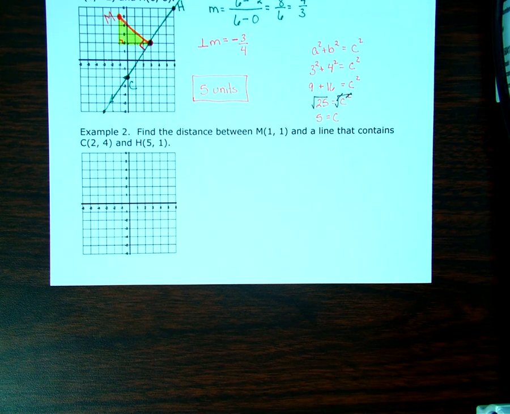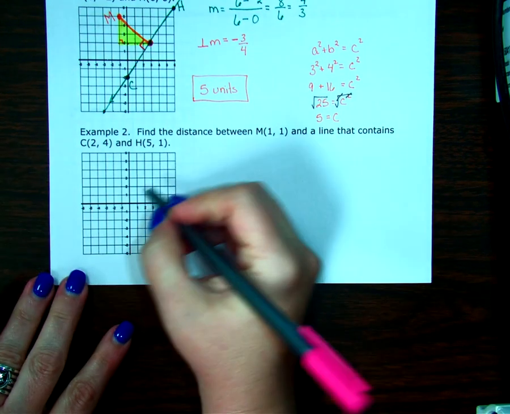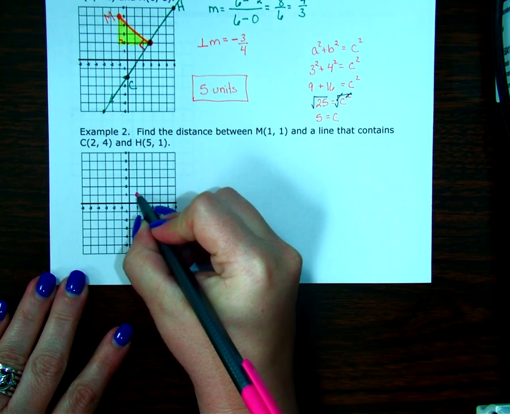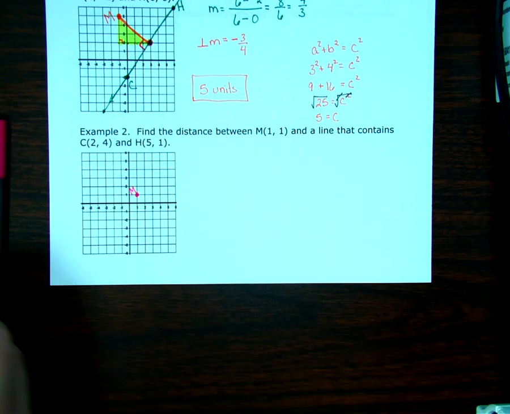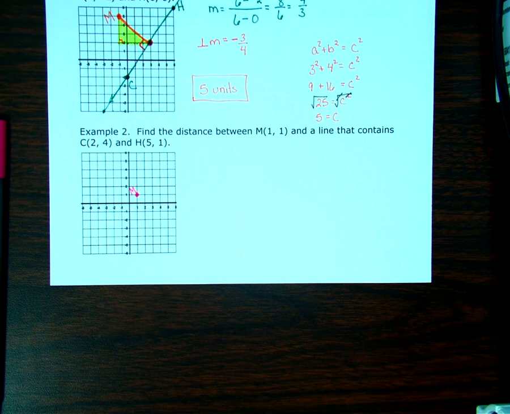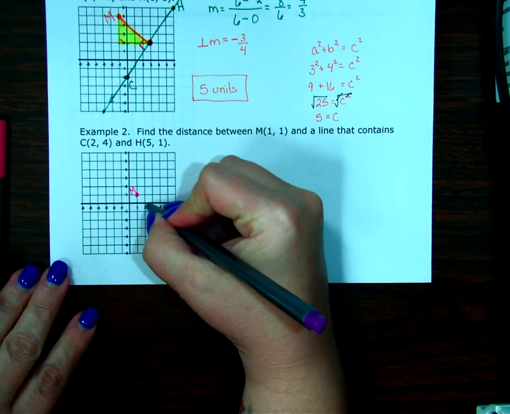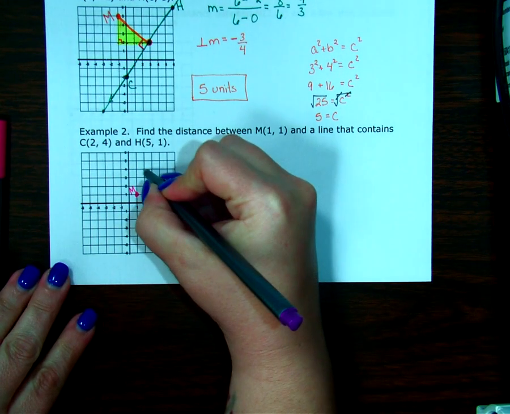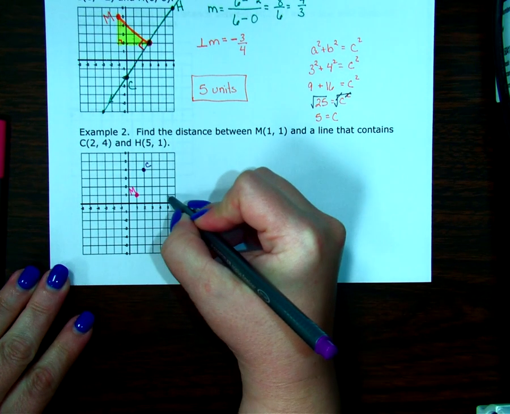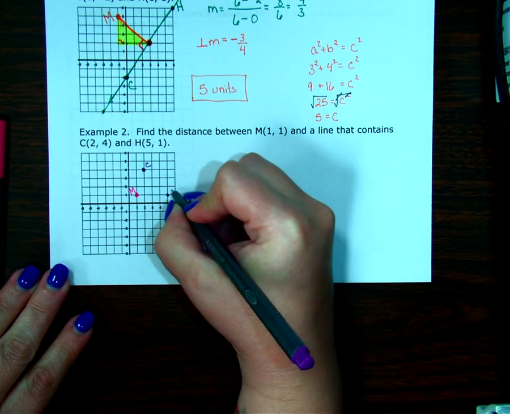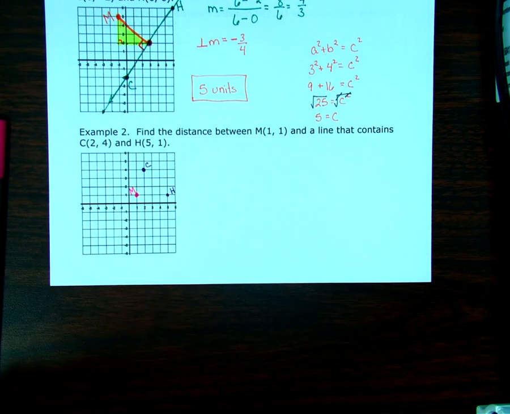Okay? All right, so when I look at this one, my M is at 1, 1. 1, 1, there's my mouse. And the line, the cheese, goes through 2, 4, and 5, 1. So 2, 4, 2, 1, 2, 3, 4 is point C, and then 5, 1 is point H.